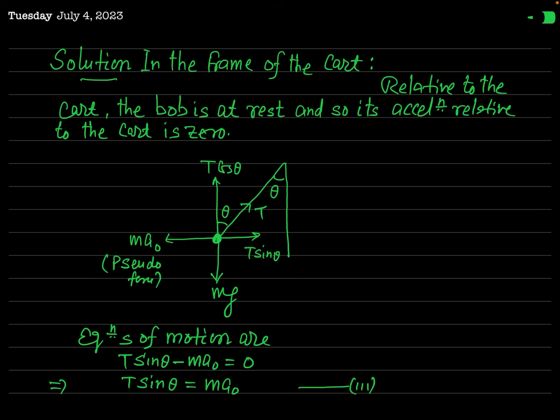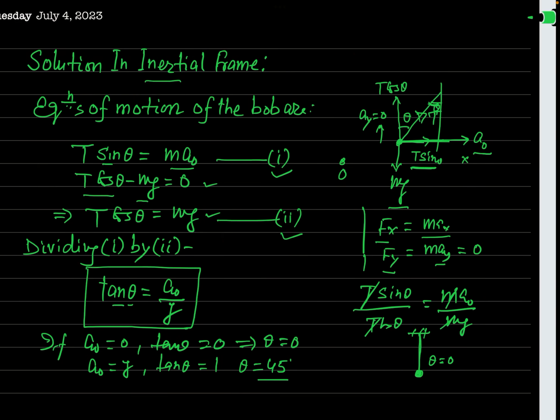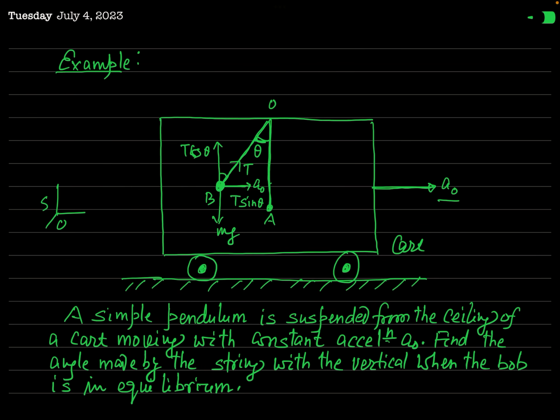So I am here solving the same problem in the frame of the cart. As this cart is moving with a constant acceleration a naught, so this is a non-inertial frame. Now consider that there is an observer standing in this cart.